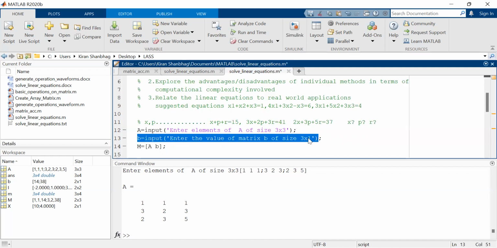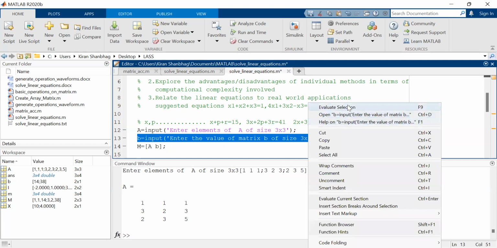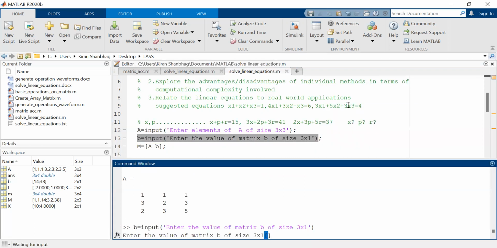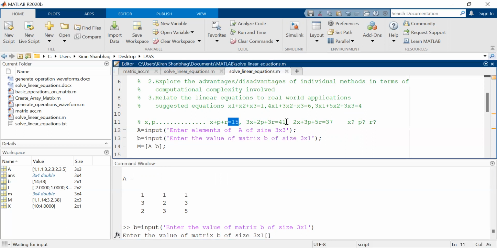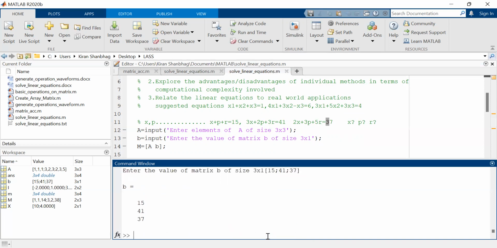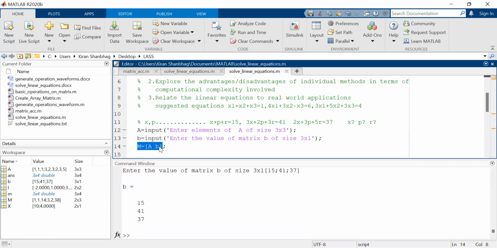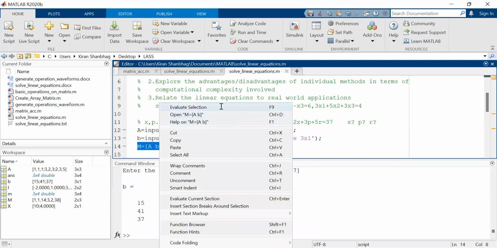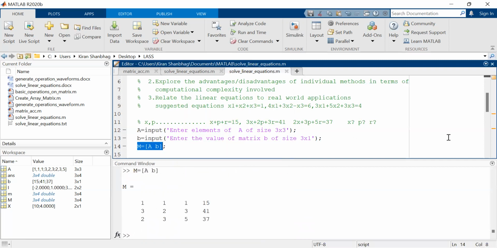Now it's asking, so what should I give here? As I told you, I should have a 15, then a 41, then a 37. So let me try. Okay, there. Now let me concatenate both sideways. There you can see that's my problem formulated.